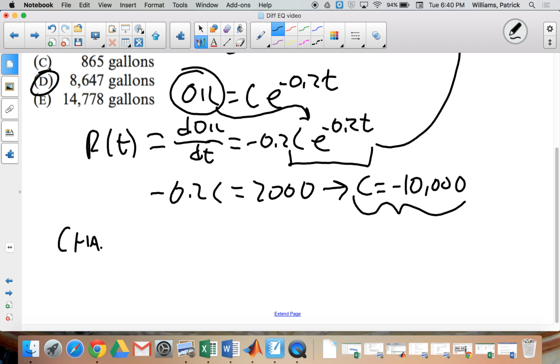So if we want to evaluate this, we know that oil is given by our function right here. So we can say this will be C, which is negative 10,000, e to the negative 0.2 times 10, minus negative 10,000. And if we do that, we end up getting the exact same answer, about 8,647.